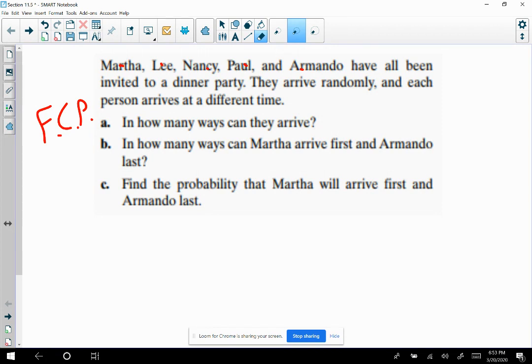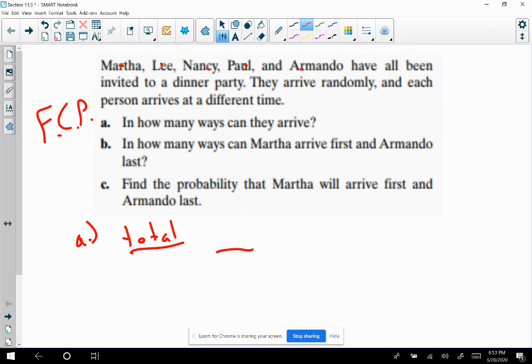Here's why. So in part A, we want to know how many ways they can come. So right there, part A is all about finding that total that we were talking about. Okay, because in probability, remember probability is the event of what we want to happen, which is what part B is about, all over the total number of ways.